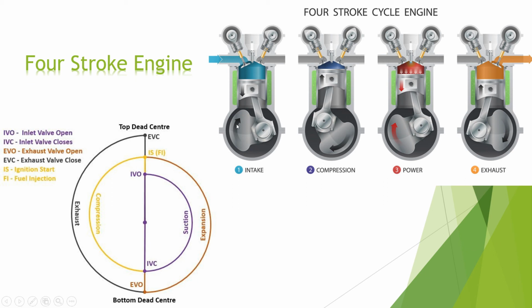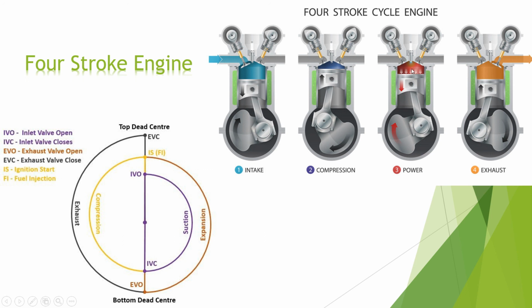So here we can see that initially the inlet valve is open, so the fresh charge is sucked in when the piston moves from TDC to BDC. At the end of the BDC, the valve will be closed and the piston moves from BDC to TDC, which leads to the compression of the intake charge. At the end of the compression, the heat is added either by spark plug or fuel injector. Due to the heat addition, the combustion takes place, which leads to expansion of the gases. That leads to the power stroke.